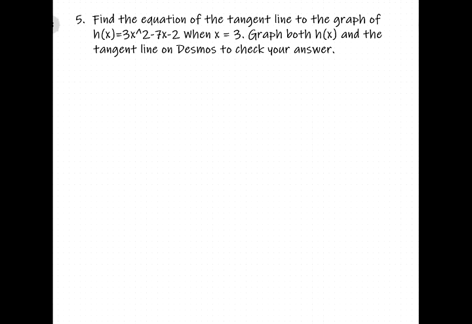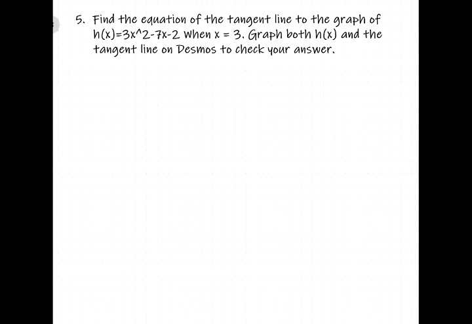Find the equation of the tangent line to the graph of h of x equals 3x squared minus 7x minus 2 when x is equal to 3. And once we do that, we're going to graph both the function h of x and the tangent line on Desmos to make sure everything visually lines up with our solution.